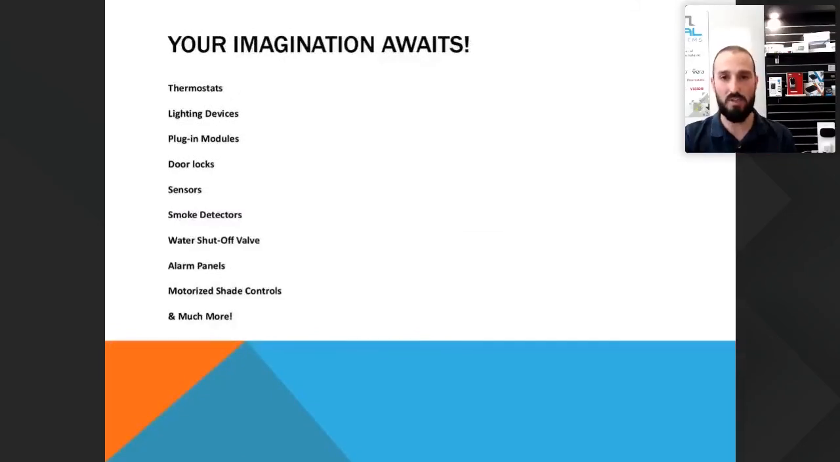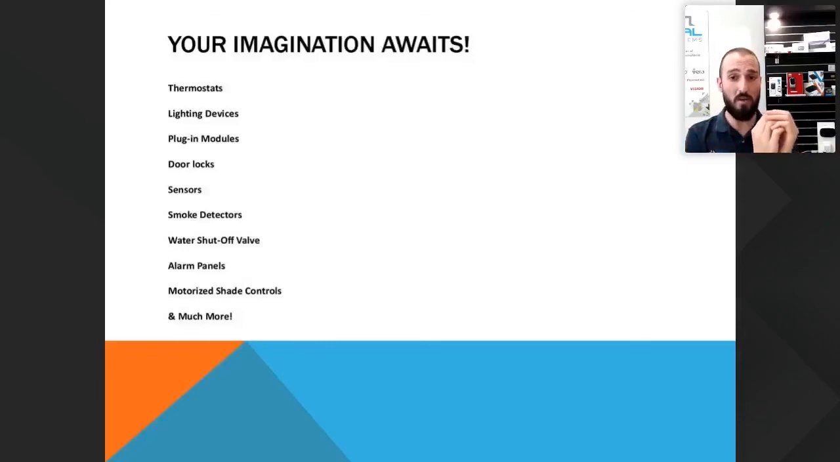Now, I've got a little list here, but realistically, it's your imagination that tends to be the biggest constraint when you're designing a Z-Wave network. You've got thermostats, lights, plug-in modules, door locks, all the different sensors that I mentioned before. Smoke detectors, water shutoff valves, alarm panels, only some of them, not all of them. You've got motorized shade control, motorized gate control. So there's a whole bunch of different things.